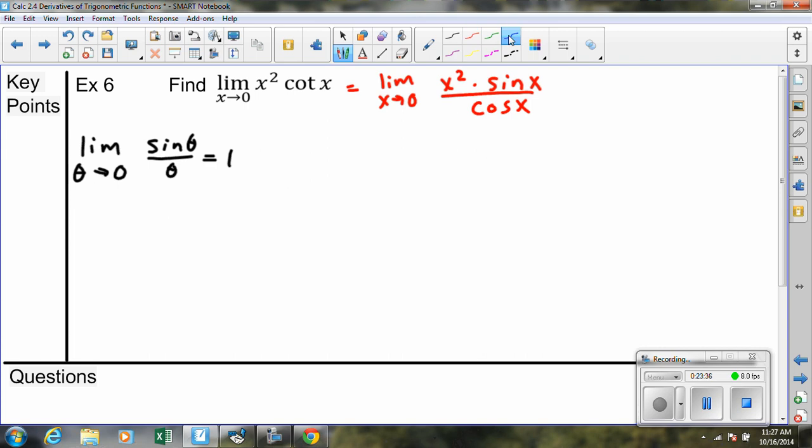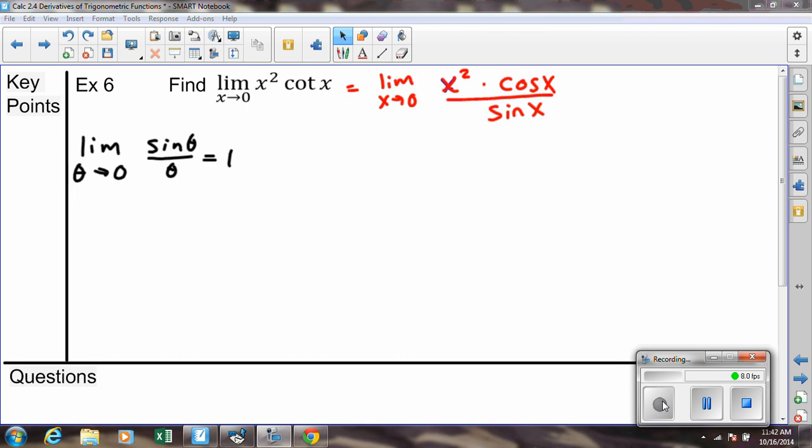If we tried to do a direct substitution, we would get 0 squared times the sine of 0 over cosine 0. I'm sorry, I have that backwards. I wrote sine over cosine. Sine over cosine is tangent. I've got to back that part up because I had them reversed. Cotangent is, I want this in red, cotangent is cosine over sine. I wrote those backwards.